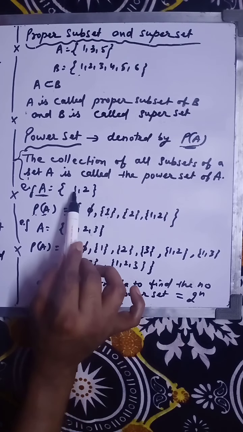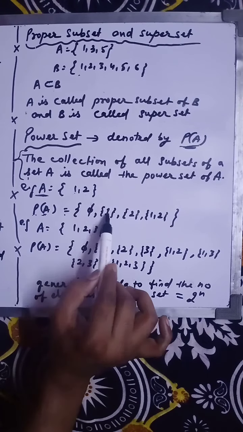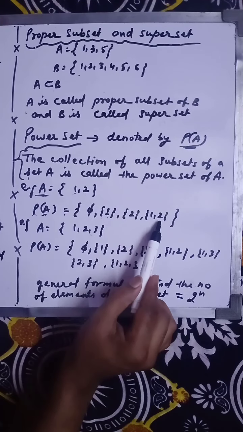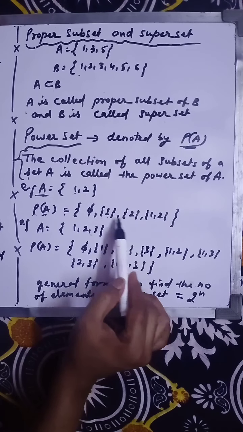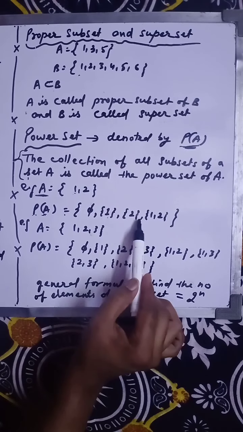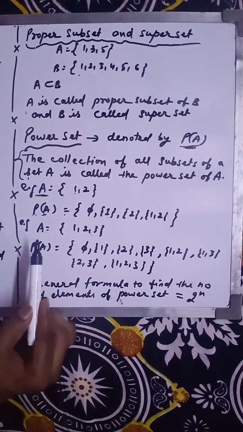Okay, then we have to take 1, one by one. 1 we have taken, 2 we have taken. Now we have to take the pair 1, 2, within the same set. Okay, so it has 4 elements in its power set. Got it? Now we are taking the next example.